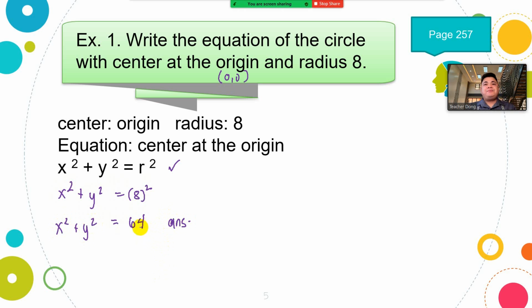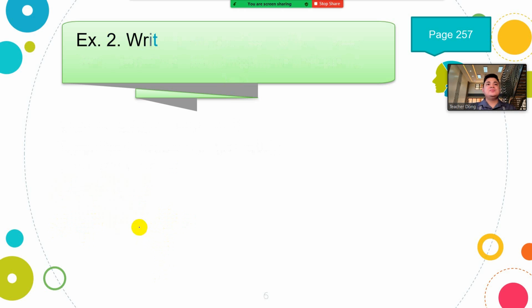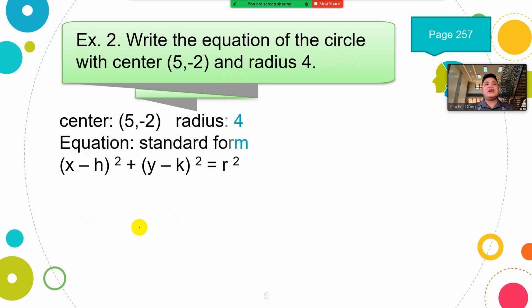Okay? Next. Write the equation of a circle wherein the center is 5, negative 2, and the radius is 4. So as you can see, the center of the circle is not at the origin. So it means that we're going to use the standard form, or the center radius form, which is quantity x minus h squared plus quantity y minus k squared equals r squared. So all we need to do is to substitute the values.